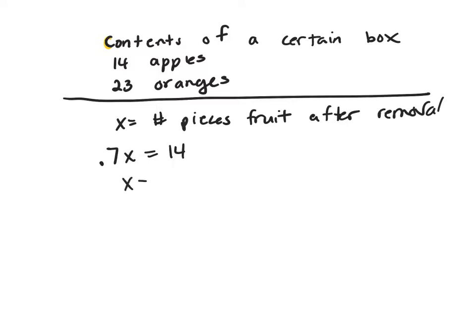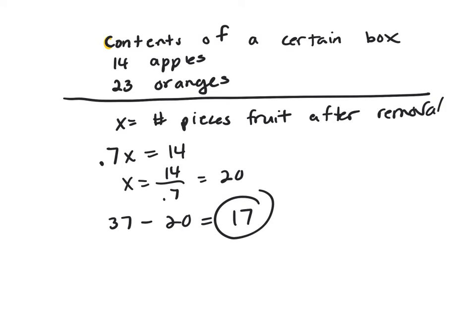So now x equals 14 divided by 0.7. And 14 divided by 0.7, that's going to give you 20. Well, how many pieces of fruit do I have? I have 14 and 23. That's a total of 37. Minus 20 is 17. So 17 oranges. Is that right? 17 oranges will be removed.